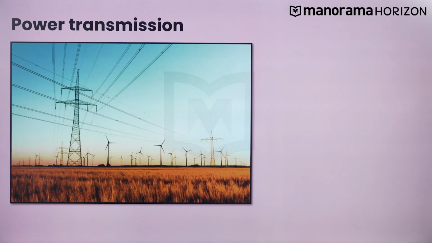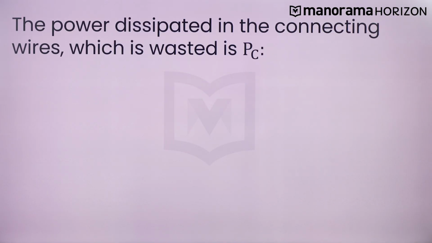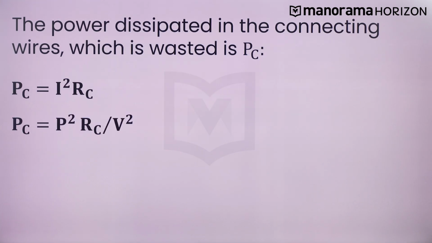And that tells us why we require those overhead cables at high voltages in power transmission. Because the question here is how to reduce the power loss. The power is dissipated in the connecting wires and is wasted in the form of PC. We can write this as PC is equal to I square RC, or PC is equal to P square RC divided by V square, where P is the supplied power to the system. You will notice here that the power wasted during transmission is inversely proportional to the square of voltage. That means the higher the transmission voltage, the less power will be dissipated as waste heat in the system.